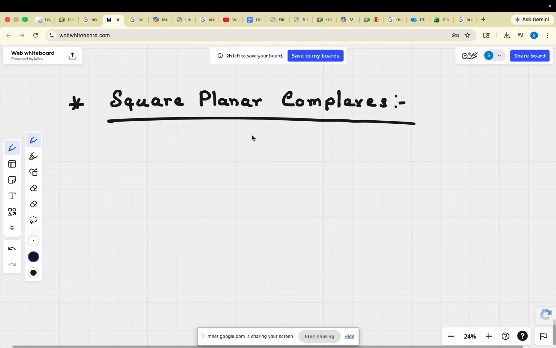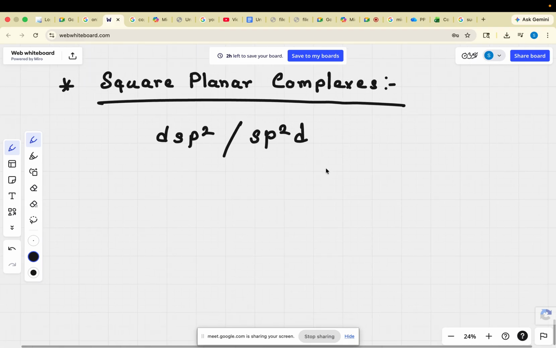So if I talk about square planar complexes, we have two hybridizations possible, right? It can be dsp2, or it can be sp2d. These are the two types of hybridization actually possible for square planar compounds.